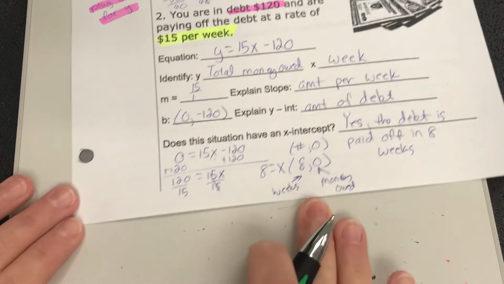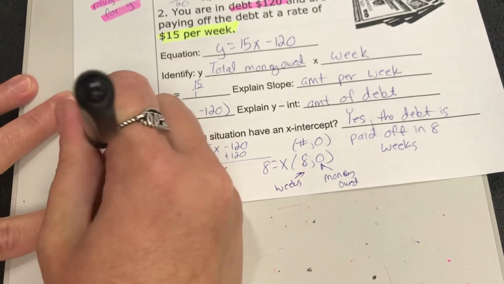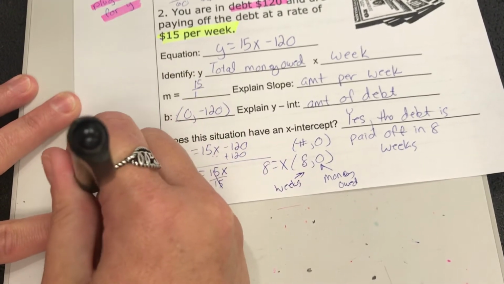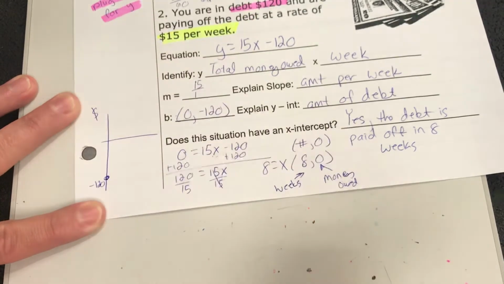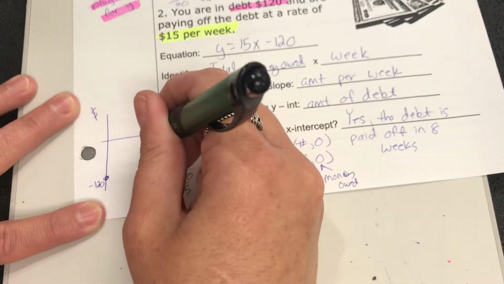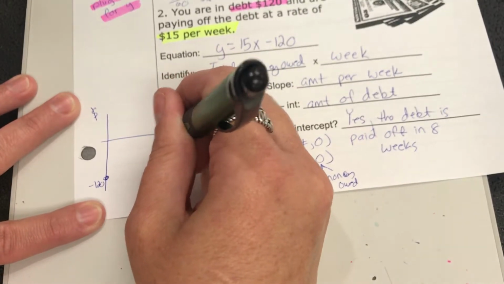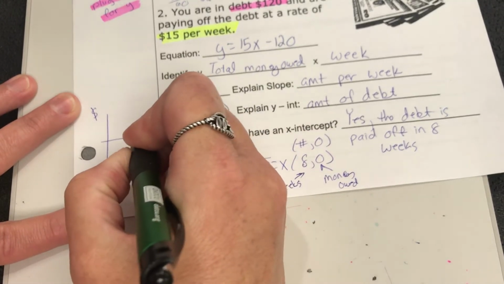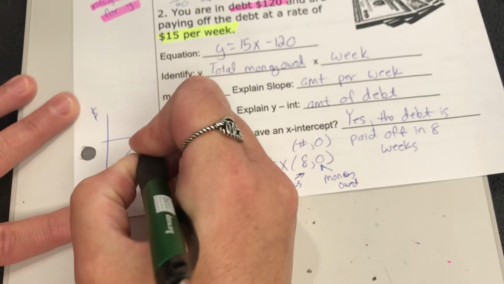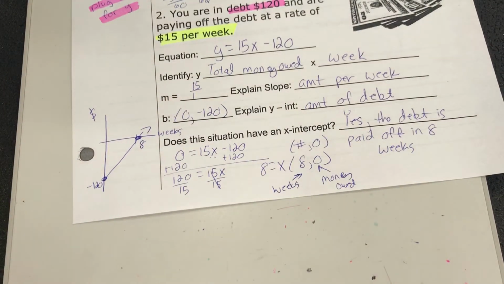Okay, so if you had a graph, your graph would look like this. It would start down here at negative 20 because your y is the money, okay? Your x-axis is our weeks. So you would have a line, you're going to pay this off at a constant rate, and it would be paid off at 8 weeks. That's what that line represents. So that's kind of what a graph looks like with that one.